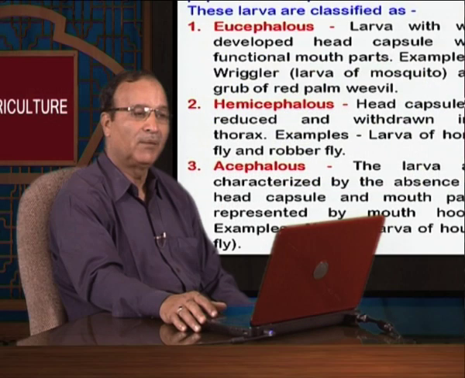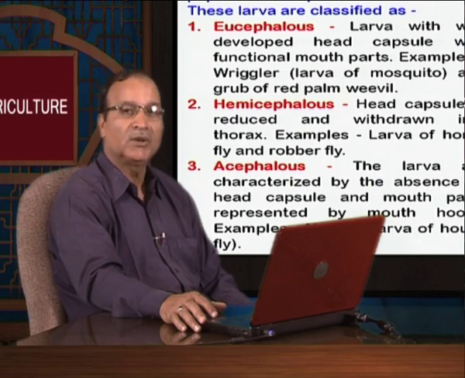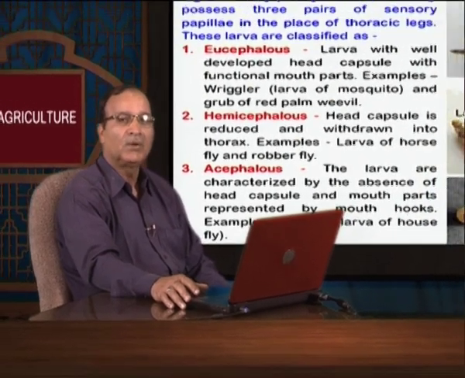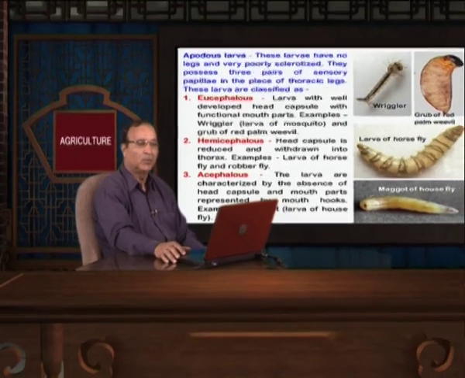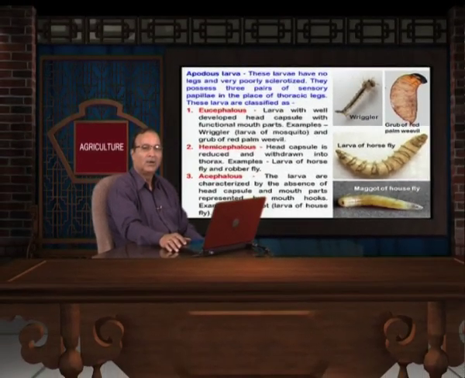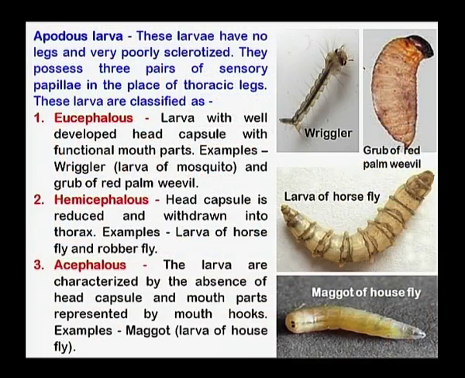Another type of larva is apodous larva. Apodous means without legs. A means absent, poda means legs. So, larva or larvae without legs are known as apodous larva or larvae, and these may be further divided or classified into eucephalous, hemicephalous and acephalous type of larva.